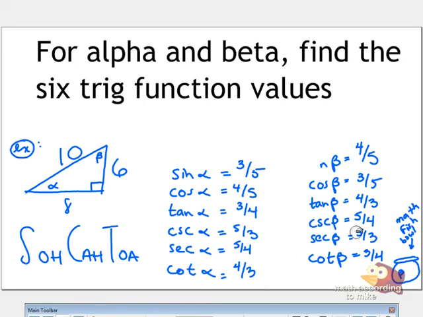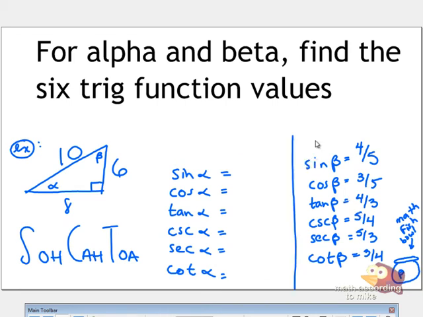Oh, you know what? I'm going to keep this up here, because I forgot to say something. If you experience any form of deja vu, it's completely normal. Well, right now at least. Because notice, for the sine of alpha, opposite of alpha would be what? And hypotenuse is? And that reduces to 3/5, which is what we had previously.